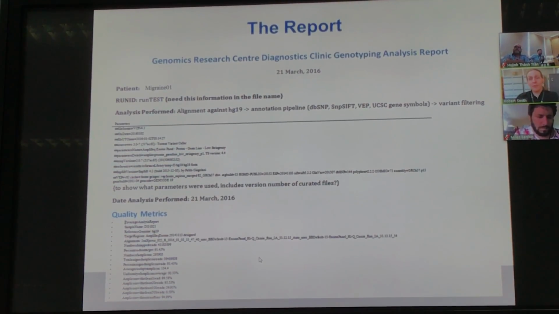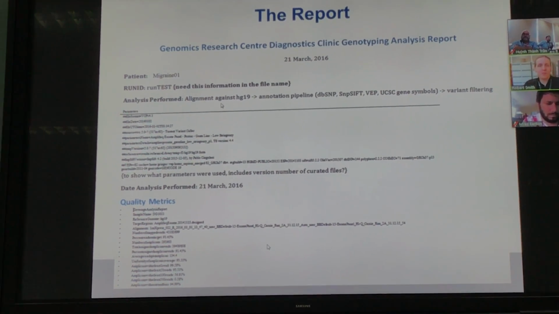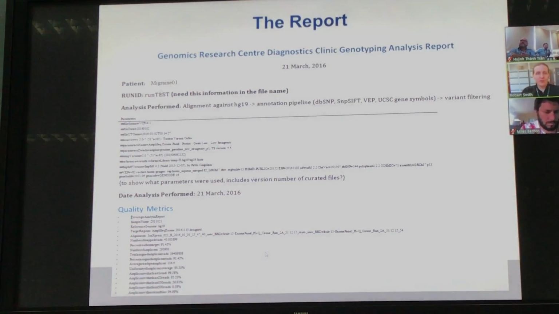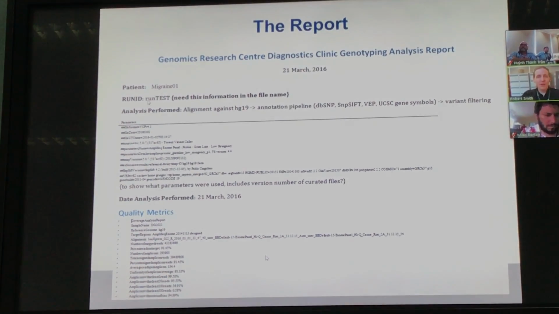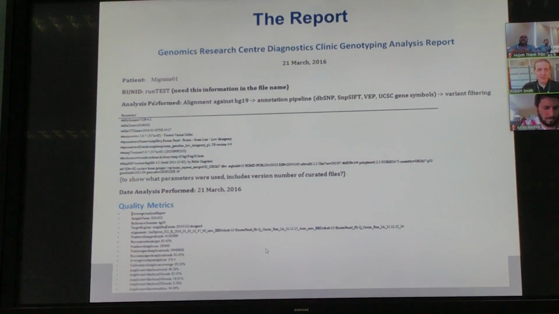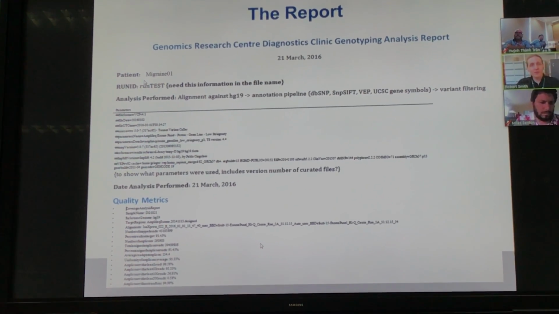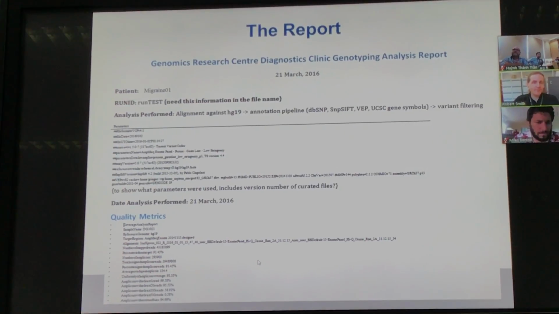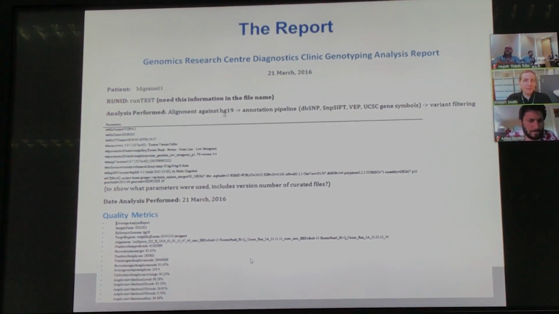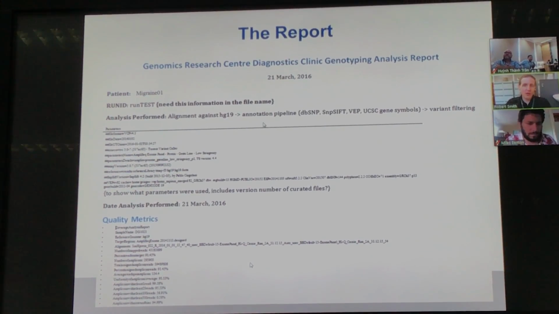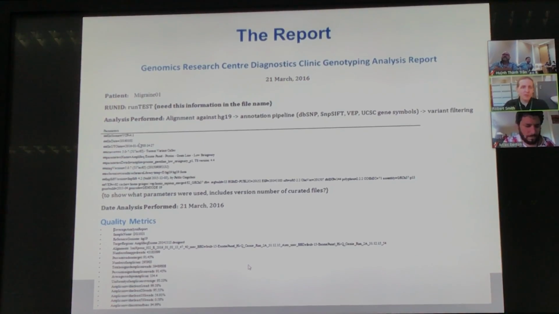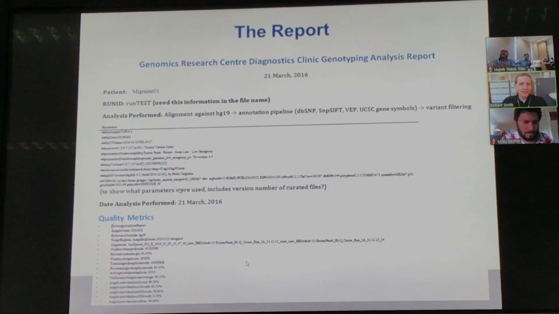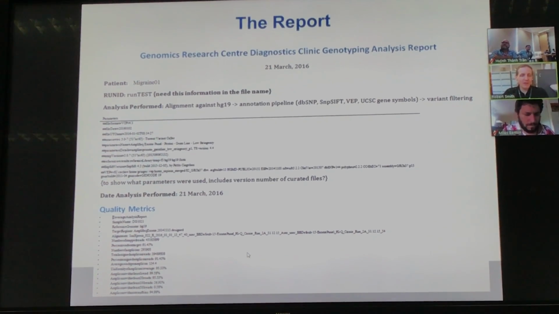This is just an example of what the test report will put out. So we have information on the patient, the run ID, the run test, so this will have a name in the final version, so it will be, for example, a migraine panel or an epilepsy panel or something like that. It will tell us what alignment was performed against one version of the genome, the annotation pipeline that was used, the various versions and things like this, and then it will start giving us information about quality.